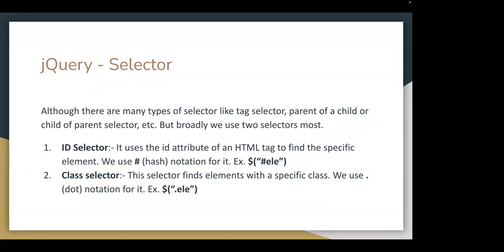The id selector uses the id attribute of an HTML tag to find a specific element, and we use hash notation for it. On the other hand, the class selector is used to select all the elements of a class, which uses the class attribute in the HTML tag. So we use the dot notation for it. In the example, you can see the dollar, then the brackets, and between the quotation marks we put the hash for the id, and for class, we put the dot.